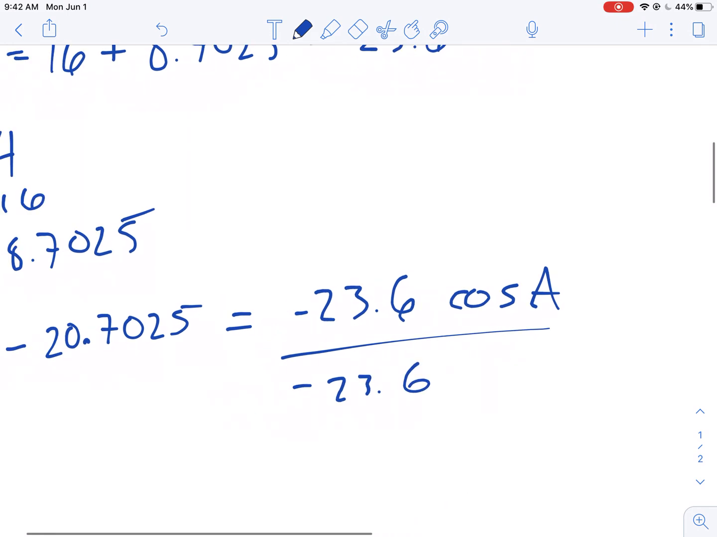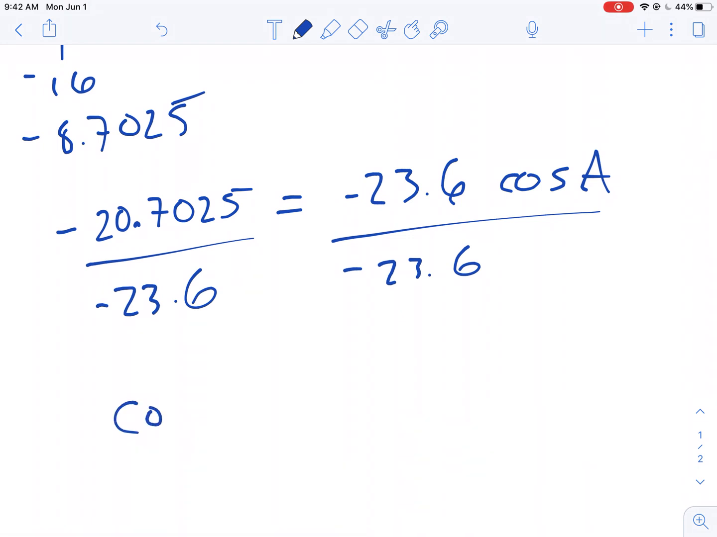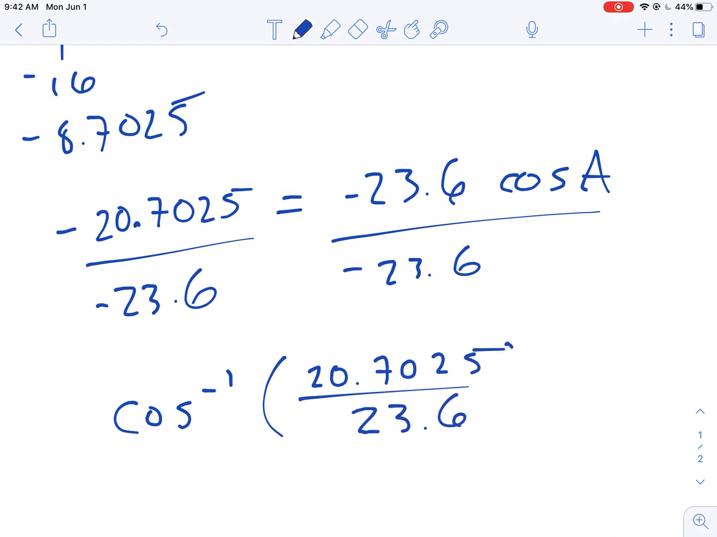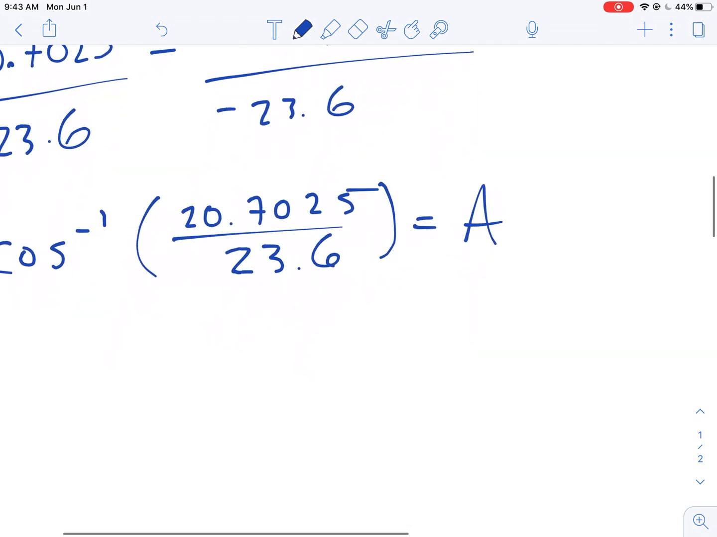So divide by negative 23.6. So now the cosine inverse of positive 20.7025 over 23.6 will be equal to A. And so I'm just going to plug that in on my calculator. The inverse cosine of 20.7025 divided by 23.6. And I will find that this means my angle A is equal to 28.7 degrees.